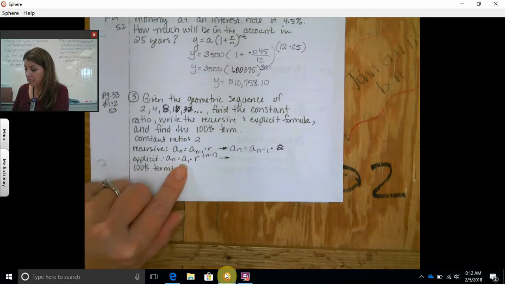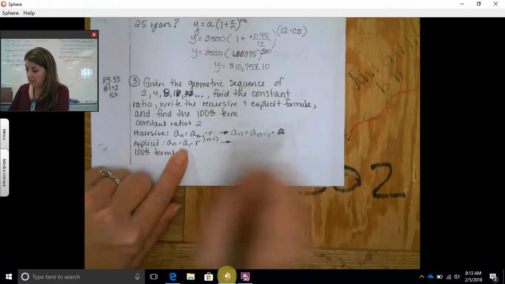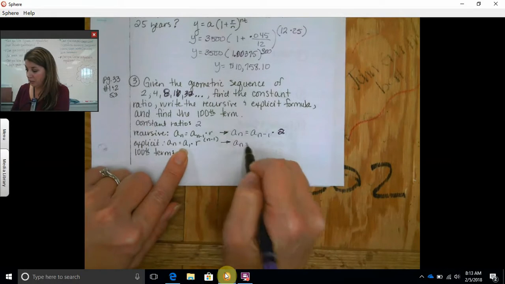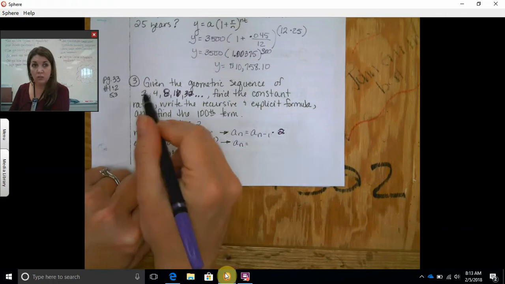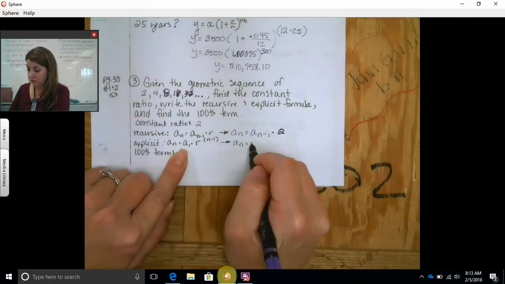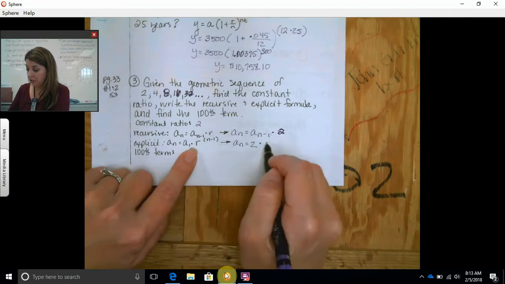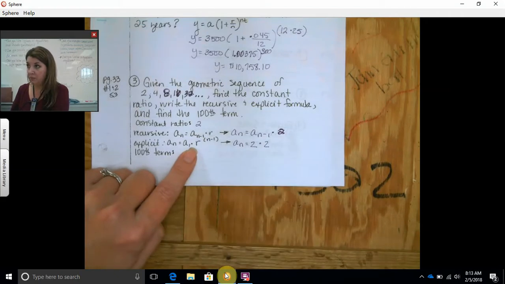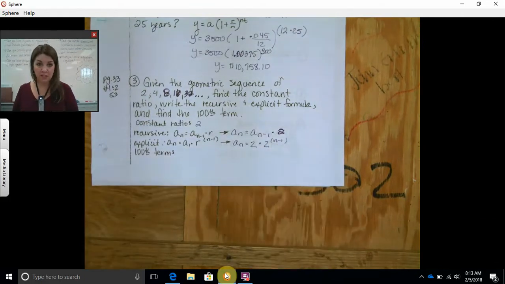Coolio? Same thing with explicit. Explicit, I would just say a sub n equals. Now, a sub 1 is talking about your first term. That's not going to change. So I will substitute in a 2 for the first term times my common ratio, which will be 2 no matter what term number I'm looking for. And then raised to the n minus 1, I wouldn't substitute anything in for n unless I was looking for a specific term.